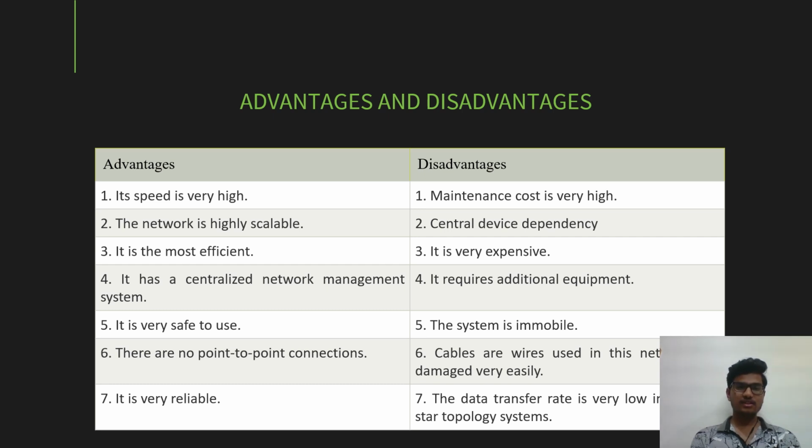Among the advantages, there are no point-to-point connections, but among the disadvantages, the cables and wires used in the network are damaged very easily. Next, it is very reliable, but on the other side, the data transfer rate is very low in star topology systems.